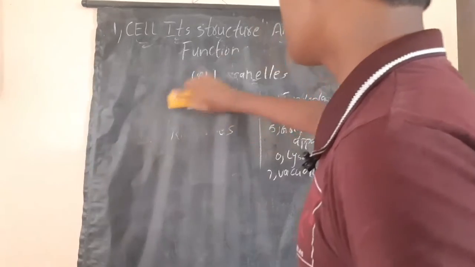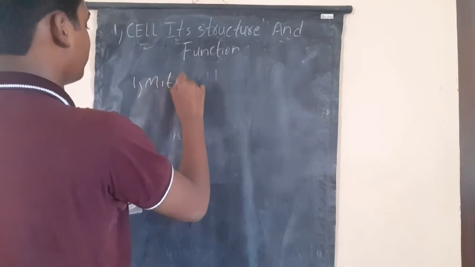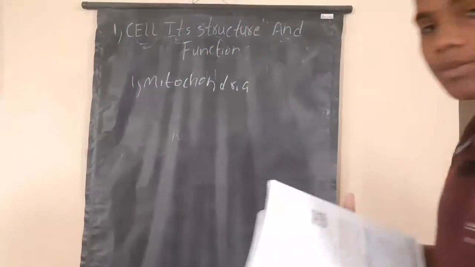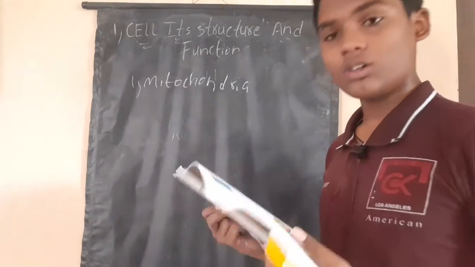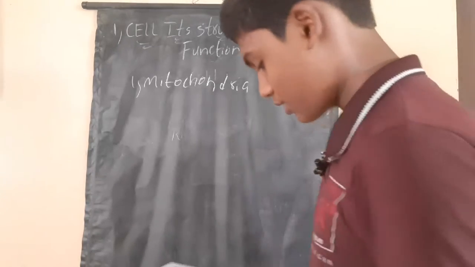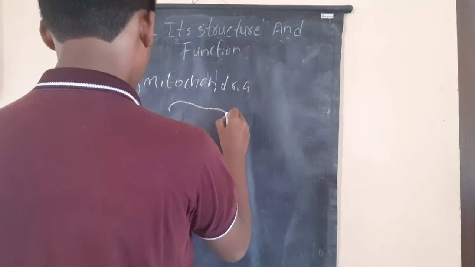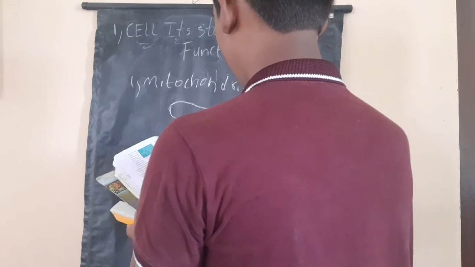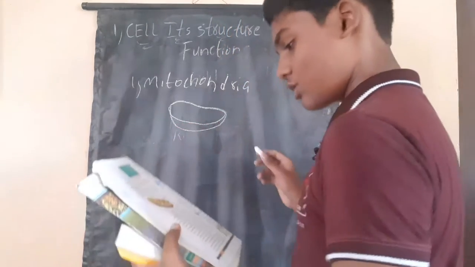Now let us discuss the first organelle called mitochondria. Mitochondria is one of the main organelles present in the cell. So let us see the structure of mitochondria.